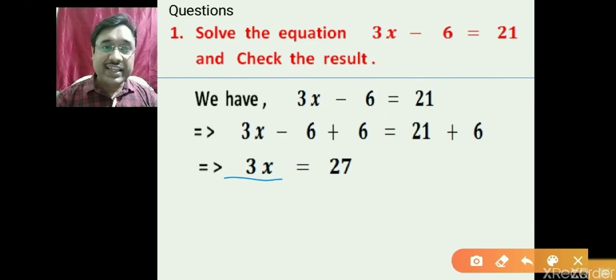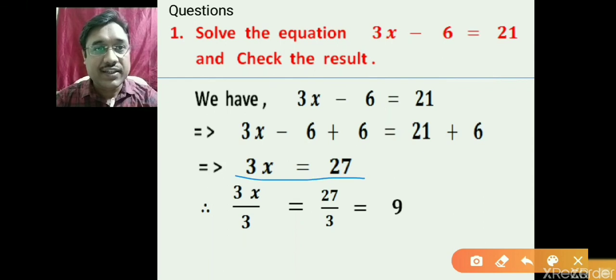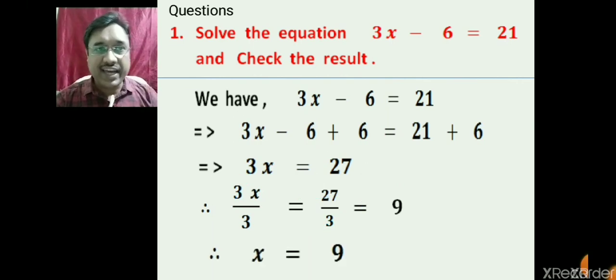Okay, then this 3 will be removed from here, that will be cancelled. So by dividing both the sides of this equation by 3, we are getting 3x by 3 equals 27 by 3. This 3 and 3 you will cut, that is 3 into 1 time and 3 into 1 time. So it is giving here also 3 into 1 time, and 3 into 9 is 27. Okay, so the result is 9. That means the value of x is 9.